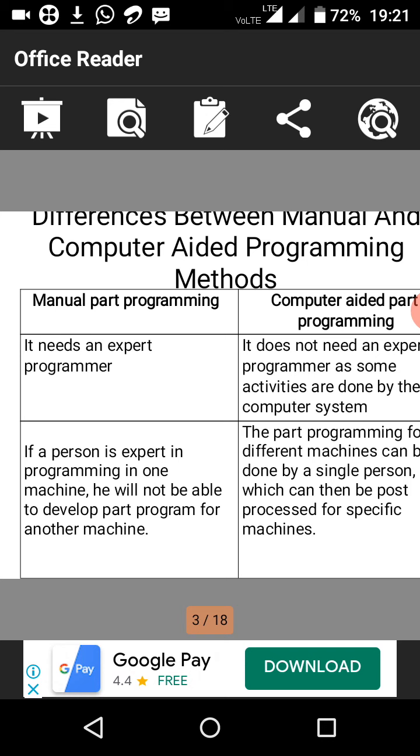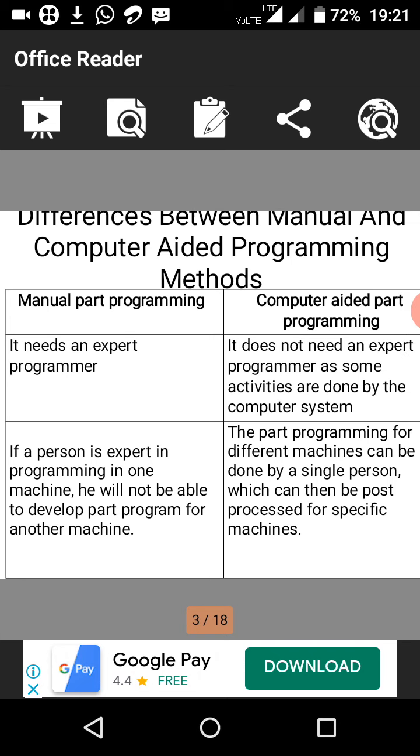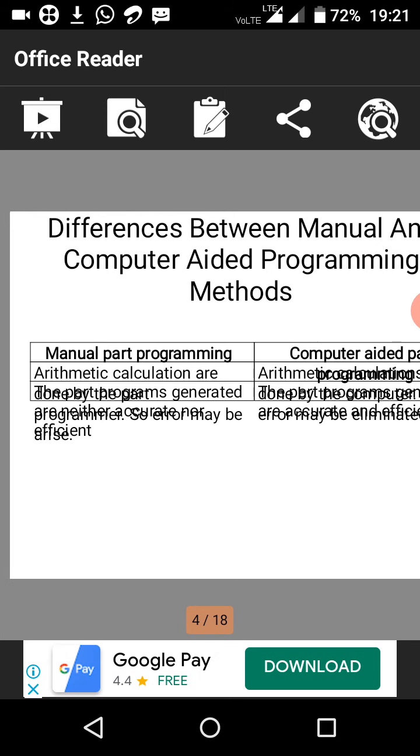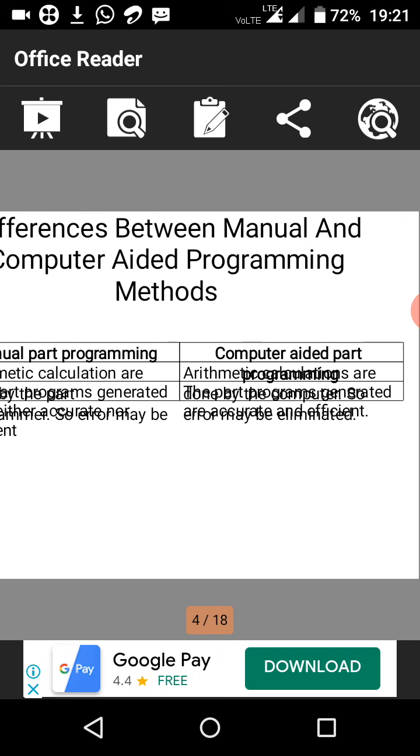Next, in manual part programming, the time taken to prepare a program is more. So in manual part programming it needs time for writing the program, it takes much time, whereas in computer aided part programming the time taken is very less. So next point, programs are prepared by using G codes and M codes in manual part programming.